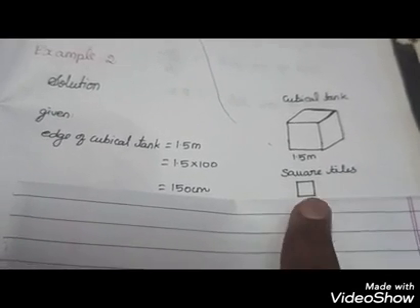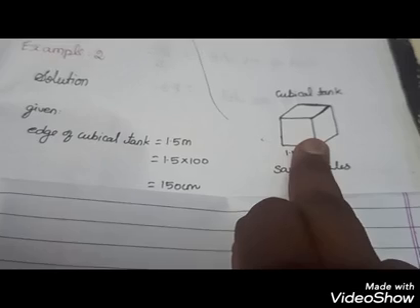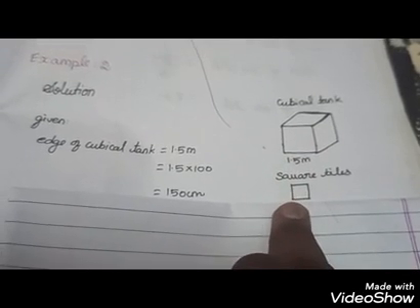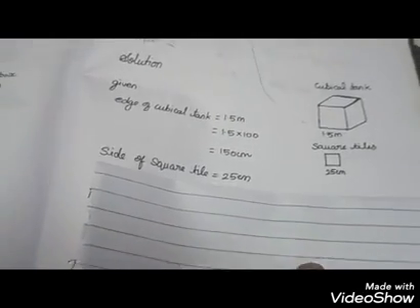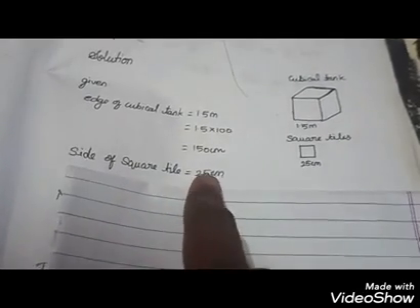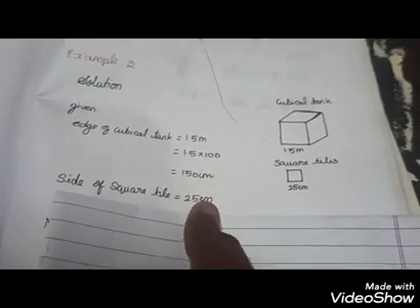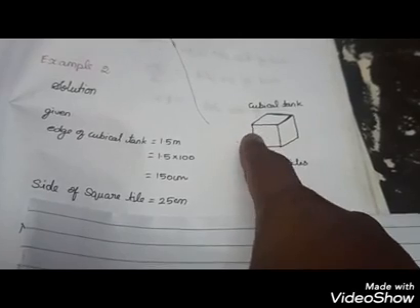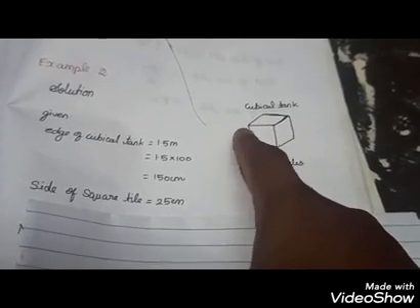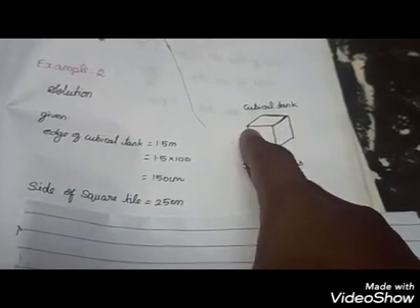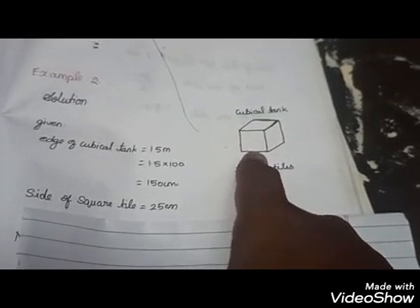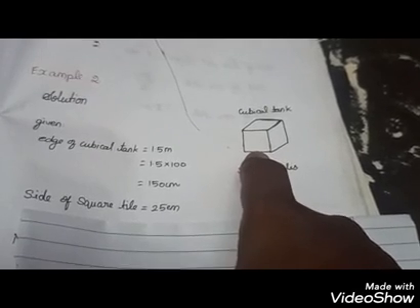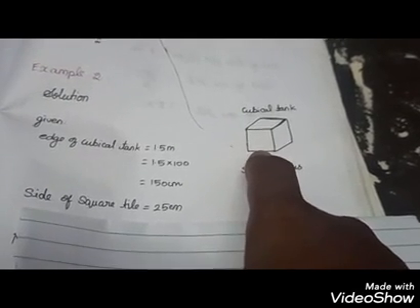We need to fix this cubical tank with square tiles. The side of a square tile is equal to 25 centimeter. Since it is a cubical tank, we have to fix all the sides: 4 lateral surfaces and 1 lid. We need not consider the base. So we have 5 faces.